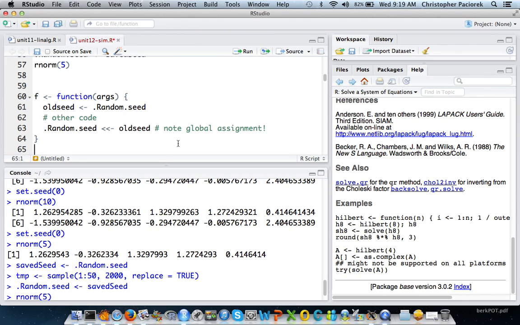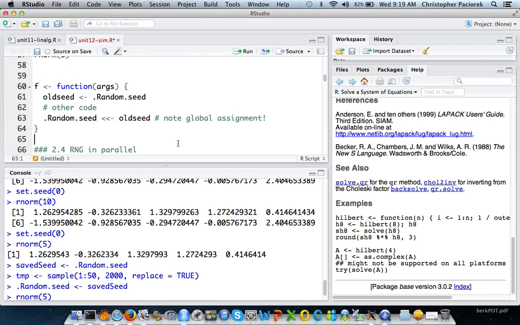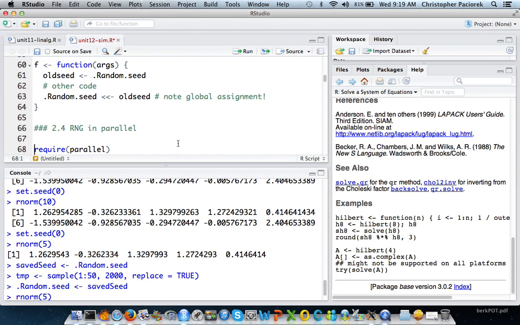Another thing, let's see. Yeah, if you wanted to do this in a function, you could do something like this. You could save the seed into what here I'm calling old seed, and then globally assign back into .Random.seed with the double arrow assignment operator. Okay, so I think that's all I want to say there.